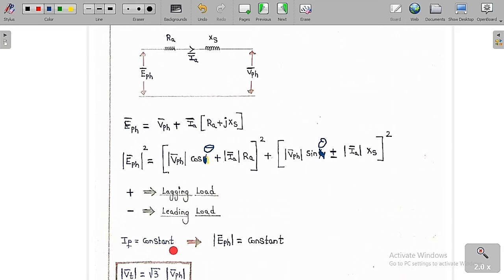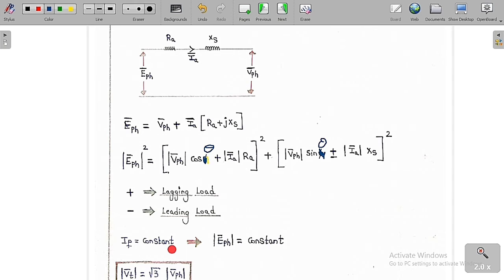Suppose If is equal to constant, then Ef is always constant, because whenever the excitation is constant, whatever EMF you induce per phase is also constant. Based on this, if you know everything, you can easily figure out the per phase terminal voltage. If you want the line voltage, it is √3 into the phase voltage of the terminal voltage. From this equation we find the terminal phase voltage, and if you multiply by √3, you get the terminal line voltage. This is the concept that you always have to remember.